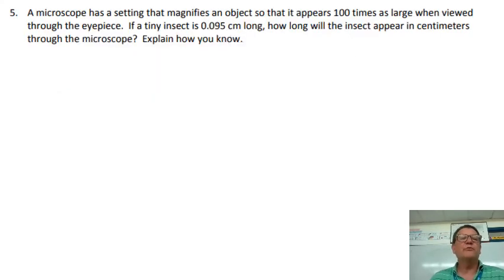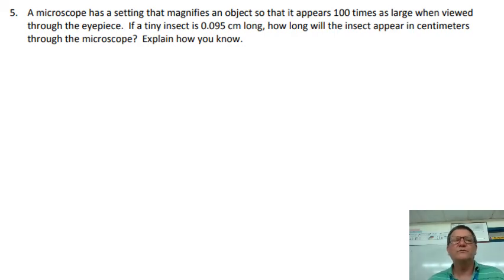A microscope has a setting that magnifies an object, which means gets bigger, so that it appears 100 times as large when viewed through the eyepiece. If an insect is 0.095 centimeters long, how long will the insect appear in centimeters through the microscope?